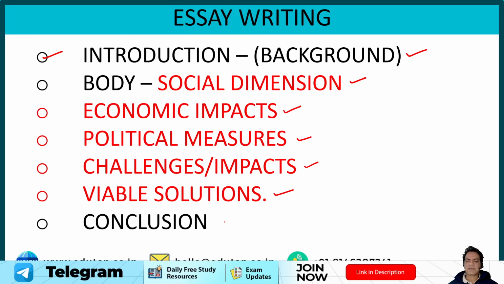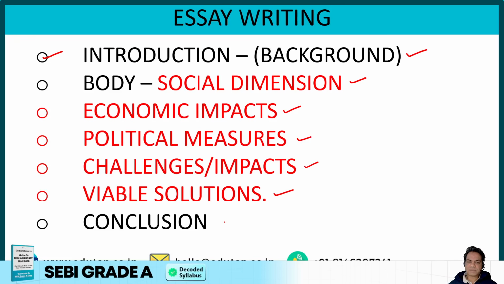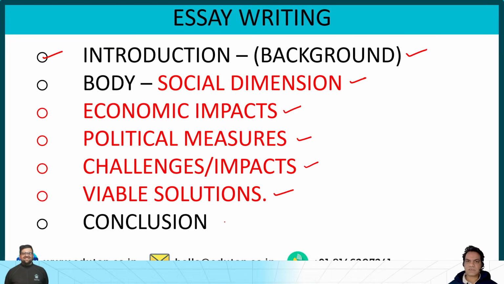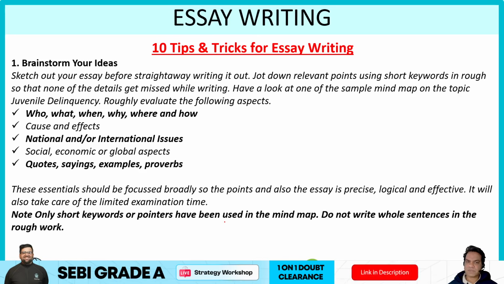Right, so this is a cut and dried structure, 6 paragraphs: introduction, social dimension, economic dimension, political dimension, challenges, impacts, and viable solutions, and then conclusion for your essay. So you can use this structure for almost any essay that you are executing in your exam.